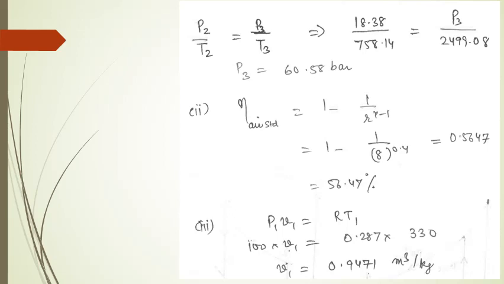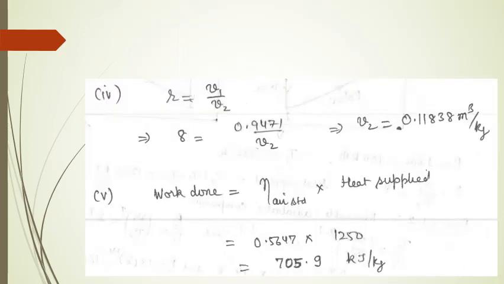Now the air standard efficiency can be calculated with the help of this expression, that is 1 minus 1 upon R raised to power gamma minus 1. And with the help of this expression, the value of air standard efficiency comes out to be 56.47%. With the help of the state equation at state 1, that is P1 V1 equals R T1, we can calculate the value of V1, and that comes out to be 0.9471 meter cube per kg.